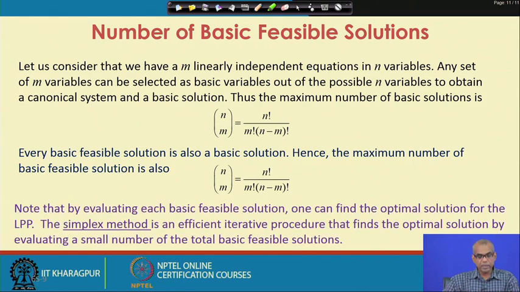Note that by evaluating each basic feasible solution, one can find the optimal solution for the linear programming problem. The simplex method is an efficient iterative procedure that finds the optimal solution by evaluating a small number of total basic feasible solutions.